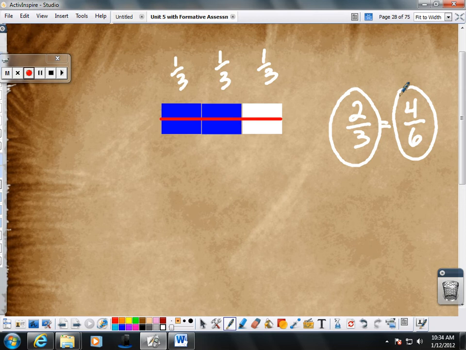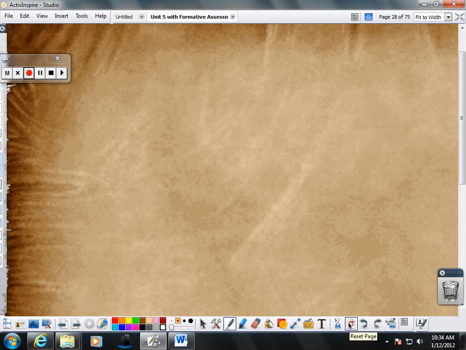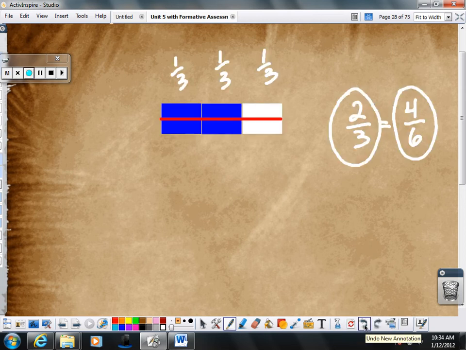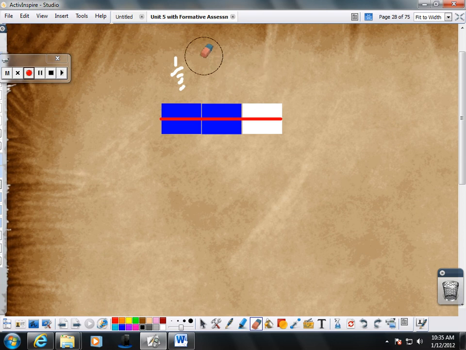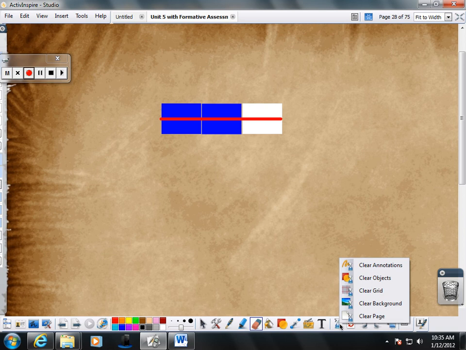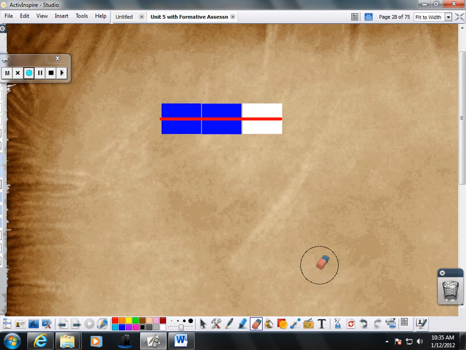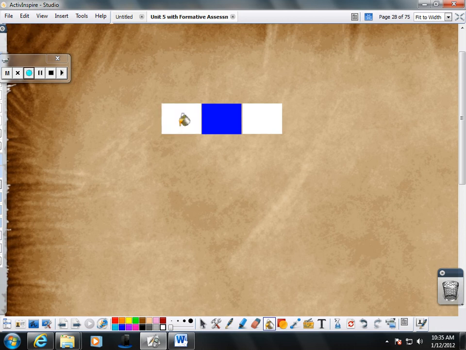We could do that again. Let's try this. If we undo everything and erase this here, and erase this here, and get rid of this line, I'll just move it out of the way, throw it in the trash can. And now let's paint those back in white. I know I'm doing this in a very backwards way.